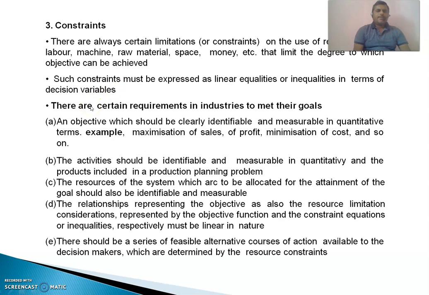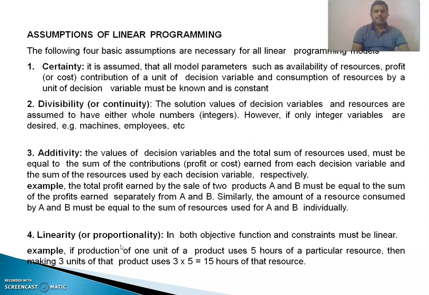There are certain requirements in industries to meet their goals. First one is objective. This should be measurable or identifiable. Each and every resource should be allocated to the persons or users. There are some limitations of resources and there are some alternative decisions for their resources.